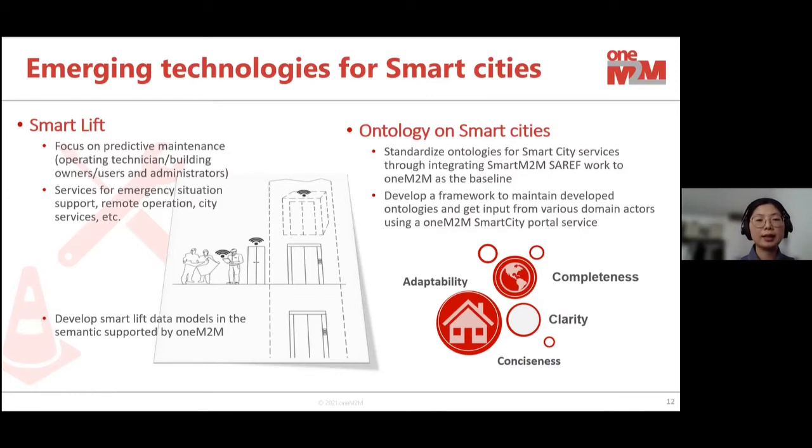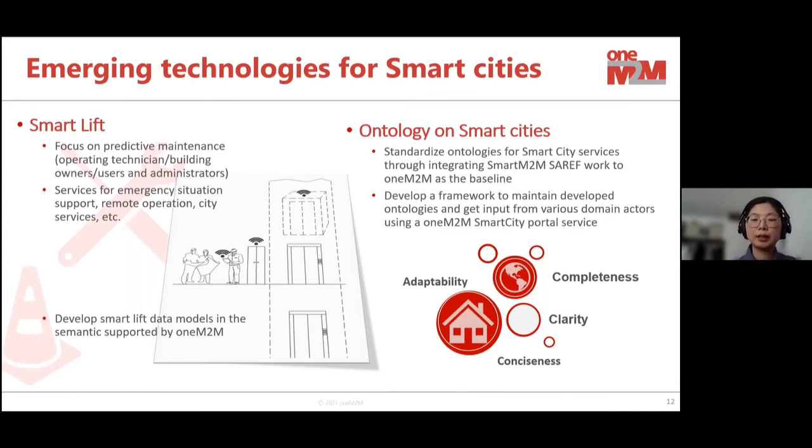Here we provide use cases such as predictive maintenance, because during the process of lift maintenance, several users would get involved, like operating technicians, building owners, users, and administrators. How to share data and how to let them access resources in real time would be the challenge and the technical issue we discussed under this work item. Another thing is the service for emergency situation support: how to deliver data with higher priority through remote operation and link it with city service. That would be the feature to link smart lift with smart city as well. With these use cases, we are also working on a smart lift data model in the semantics supported by oneM2M.